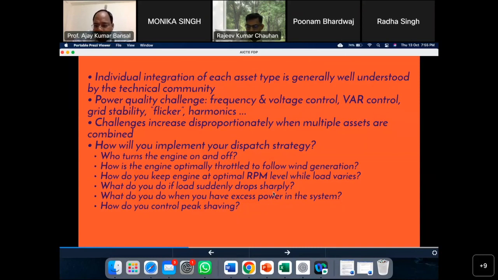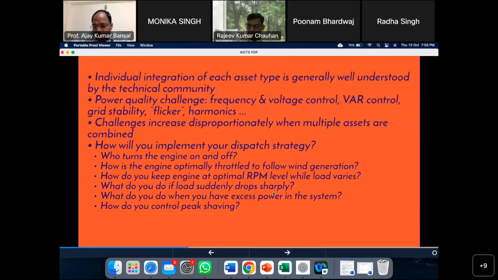So we have to implement a dispatch strategy also: how the system will be used, how the energy will be supplied, which engine will be turned off and which engine will be turned on, and who will be doing the on-off work of the engines. How is the engine optimally running, how do you keep the engine at optimal speed when the load is varying? Because when the load varies, your system requirement changes, and on the basis of that the system speed will also increase or decrease, but we require that our system must be running at optimal speed. What do you do if the load suddenly drops sharply?